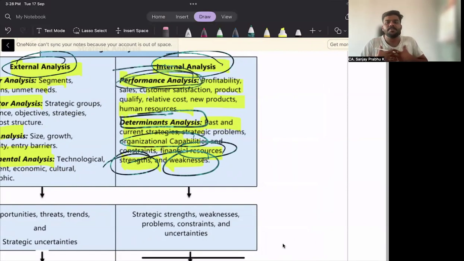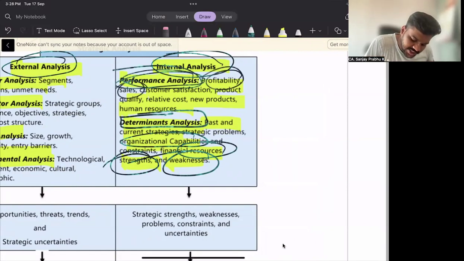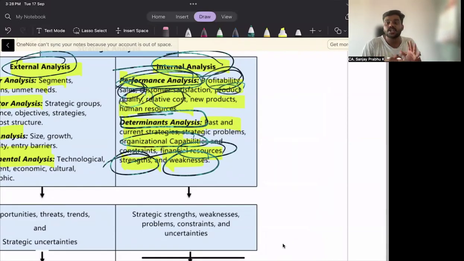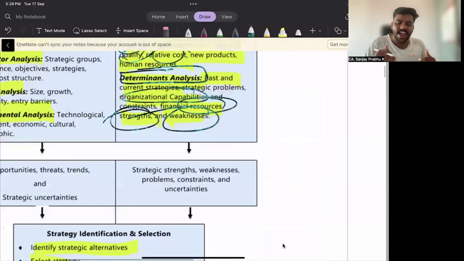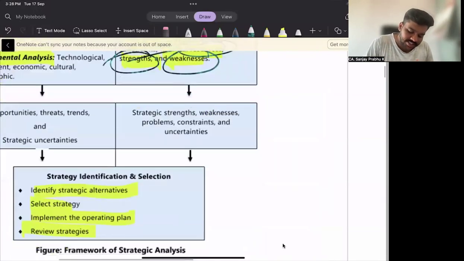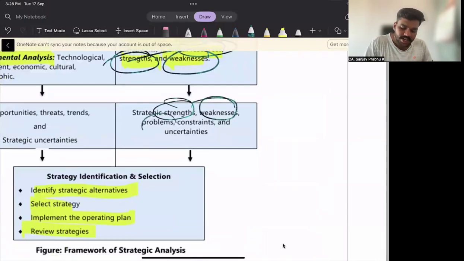Then comes performance analysis. I will analyze my performance. What is the profitability? What is the sales? What is the product quality? These are something which I can handle, which I can control, right? So something which we can control is called internal analysis. If we analyze the internal factors, it helps us to understand our strength, weakness, what are our problems, what are the uncertainties, etc.